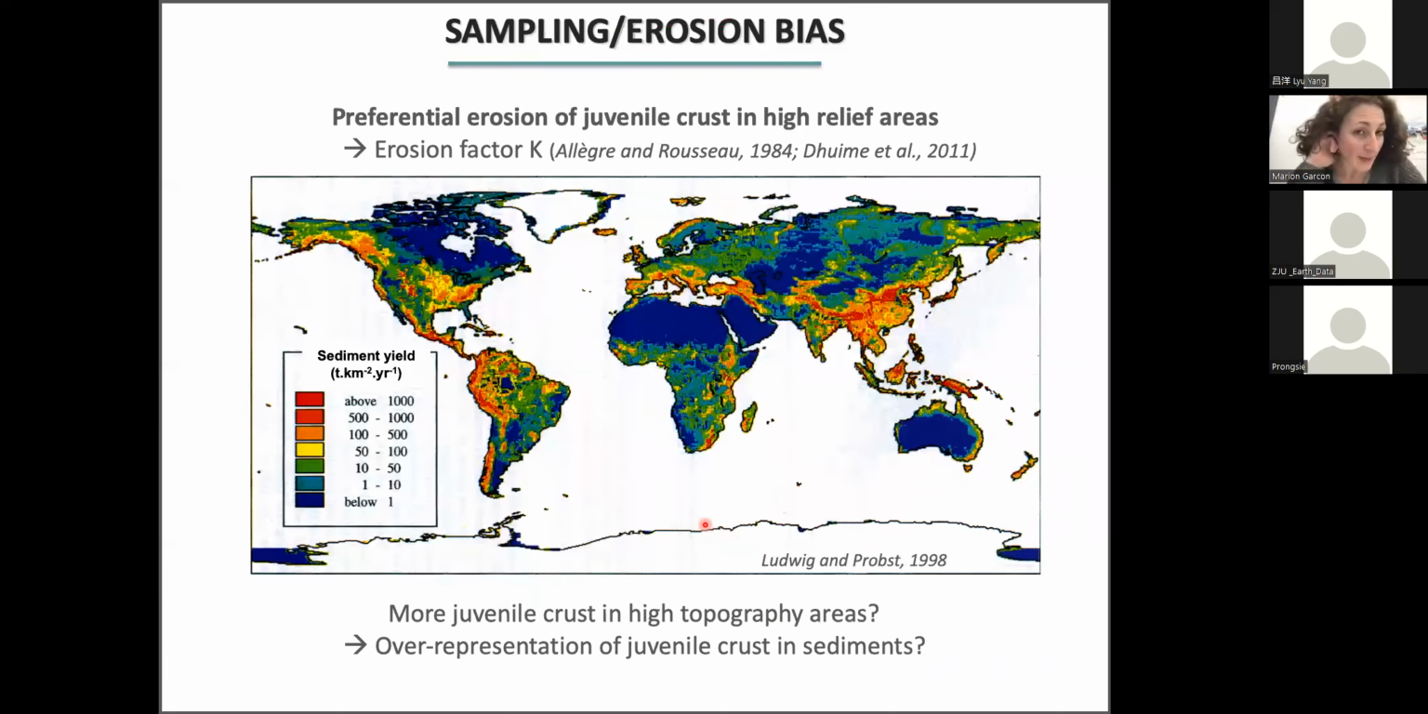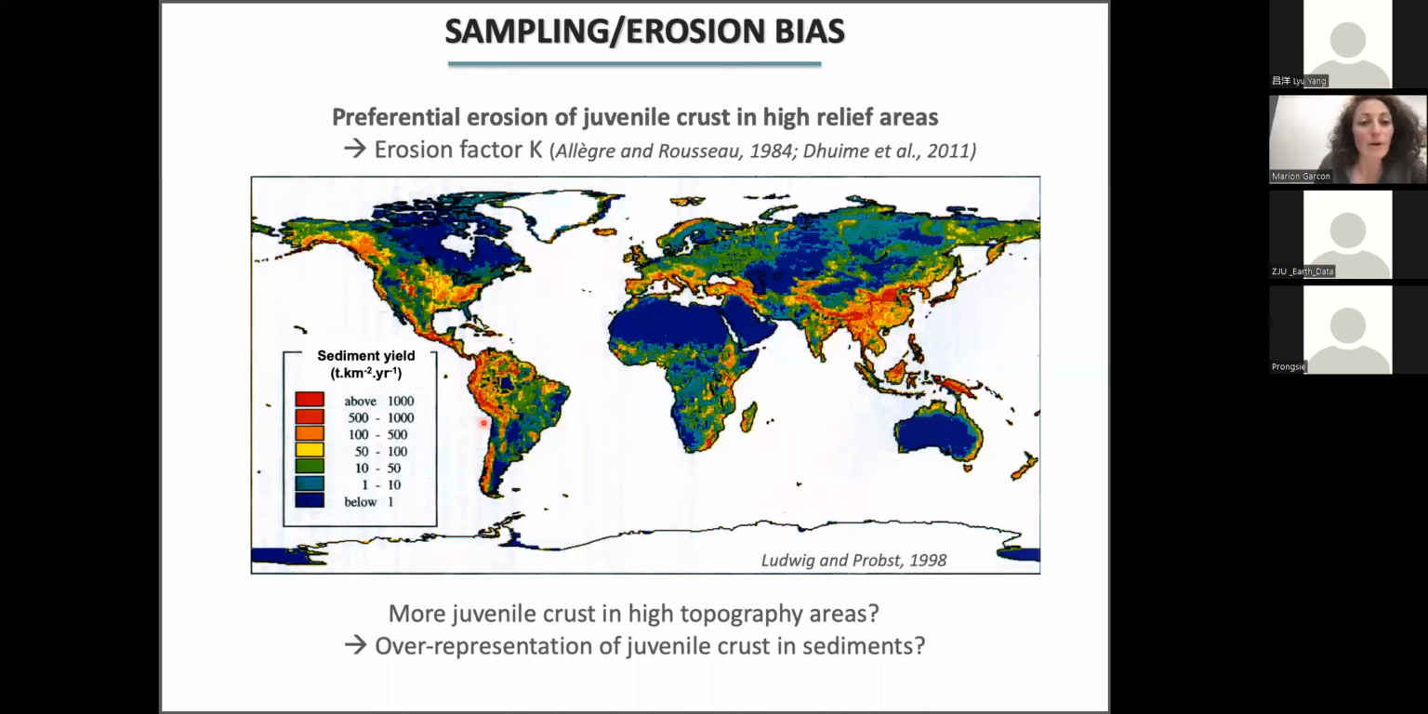The second type of bias is a bit more complex. This is what I call the sampling or the erosion bias, and this is basically the preferential erosion of juvenile crust in high relief areas. This has been suggested by Allegre and Rousseau in the 80s, '84, I think, the first time this was mentioned. And this type of bias is based on the assumption that juvenile crust is preferentially exposed in high topography areas. And because these high topography areas are the areas that produce most of the sediments on Earth, this is what is shown in this map.